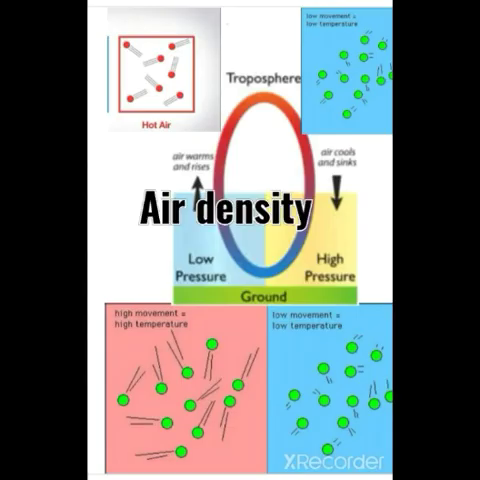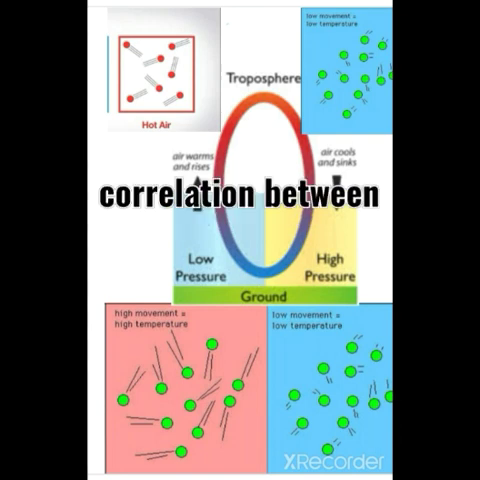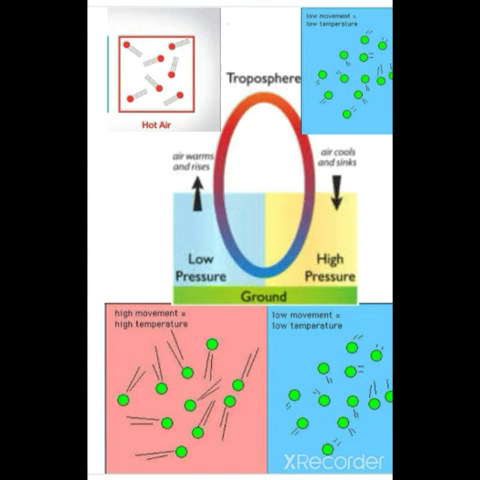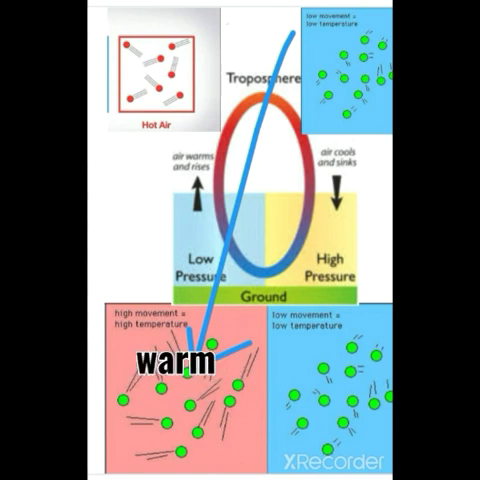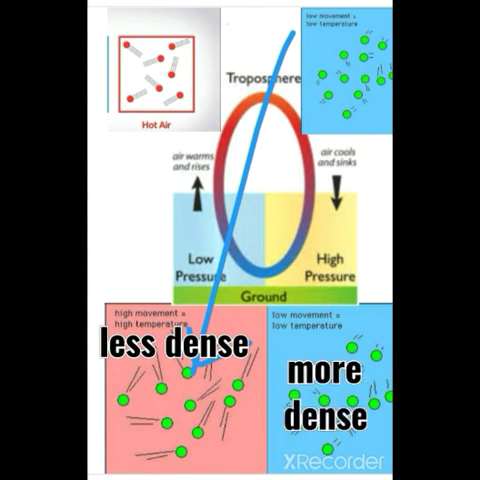Air density plays a role in the correlation between temperature and air pressure because due to more heat, air in the atmosphere near the Earth's surface becomes warm, and warmer air influences the density of air. It becomes less dense than the surrounding air and creates low air pressure in the atmosphere of a specific area near the surface of the Earth.